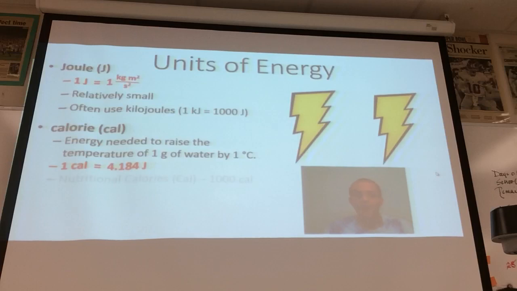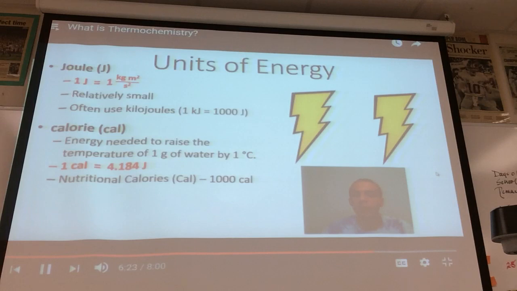Closely related to the calorie is the nutritional calorie, and the only thing different about the nutritional calorie, at least if we're looking at the symbols, the only thing that differentiates the symbols of regular old calories and nutritional calories is that in the nutritional calorie, the C is capitalized, so it's capital C-A-L. And there are 1,000 little c calories in a big C nutritional calorie.